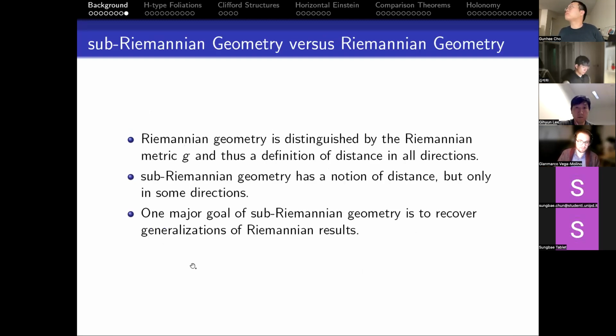Okay, I've basically said all of this. A large goal in sub-Riemannian geometry is to figure out, if there's some Riemannian result, how close can we get to recovering it in a sub-Riemannian setting? Can we get the same thing, or if not, how much broader of a result can we get?